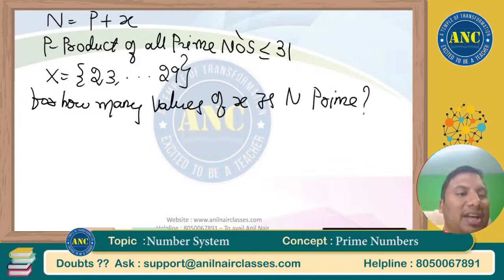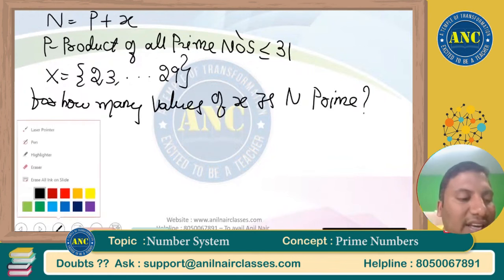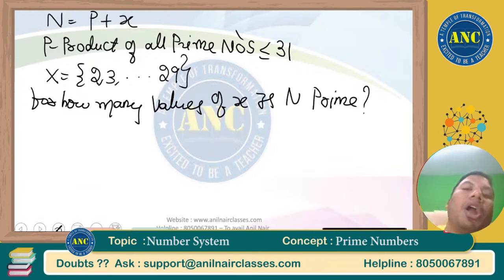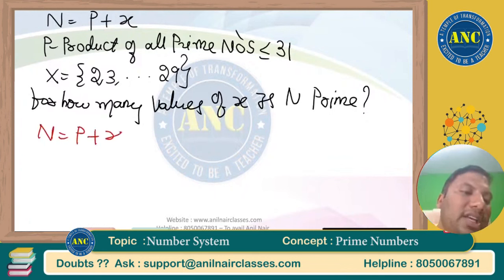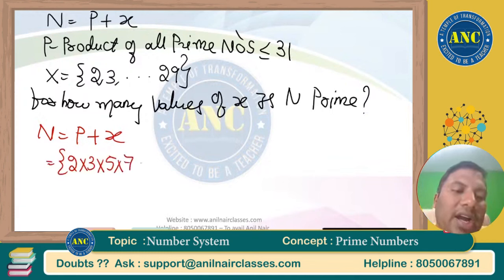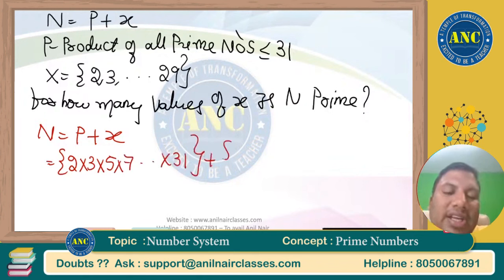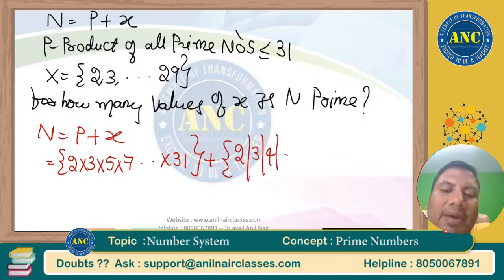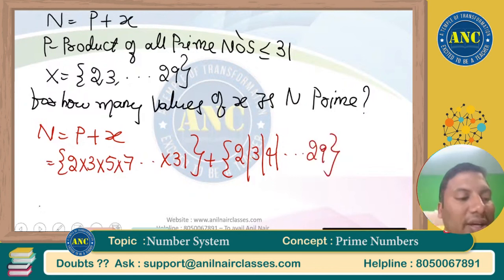Another model. N equals P plus X. P is the product of all prime numbers less than or equal to 31, that is 2, 3, 5, 7 and so on up to 31. X lies in the range, either it can be 2 or 3 or 4 or up to 29. For how many values of X is n prime?